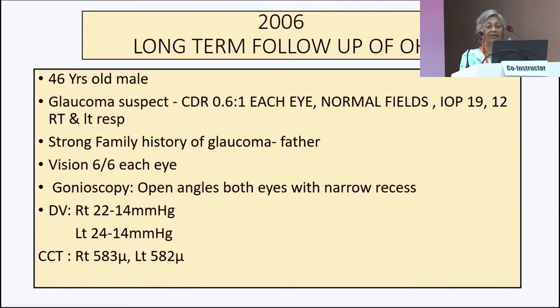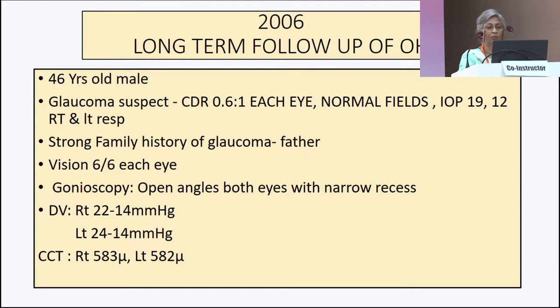Now we're going to another patient. In 2006, this officer came to me. He was a 46-year-old male, at that time Lieutenant Colonel. They call me Lieutenant Colonel now also in AIOS. Doesn't matter. He was a glaucoma suspect with a cup-disc ratio of 0.6 to 1 in each eye. Normal fields, pressures normal, strong family history. Father had glaucoma. Vision normal, gonioscopy open angles.